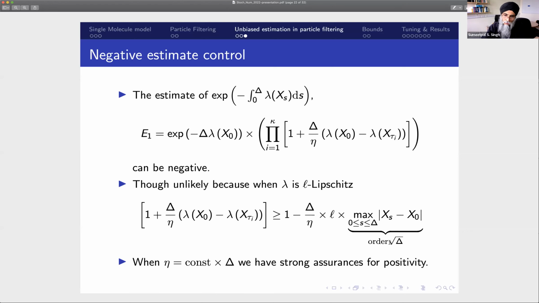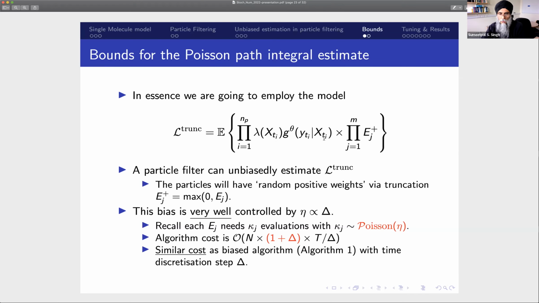So the idea is as follows. If I choose eta to be some constant times delta, then I have strong assurances of positivity of this estimate. And that's what I'm building my technique on. Strong assurances, what does that mean? Before we go into that, let's look at what we actually end up doing.